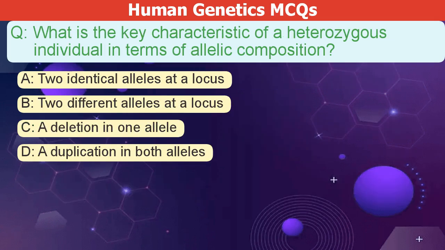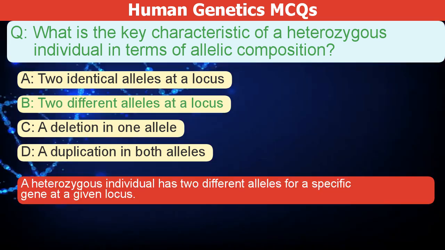What is the key characteristic of a heterozygous individual in terms of allelic composition? A. Two identical alleles at a locus. B. Two different alleles at a locus. C. A deletion in one allele. D. A duplication in both alleles. The correct answer is B. A heterozygous individual has two different alleles for a specific gene at a given locus.